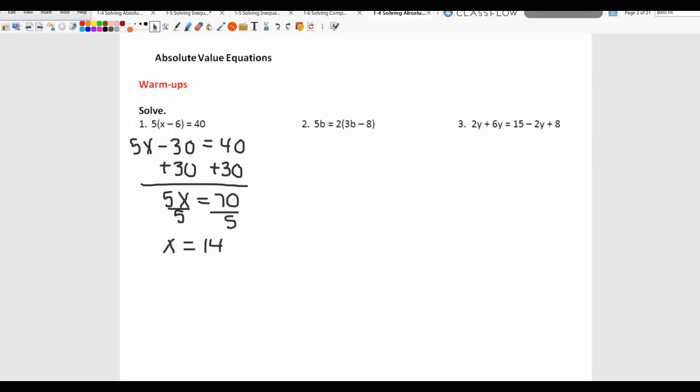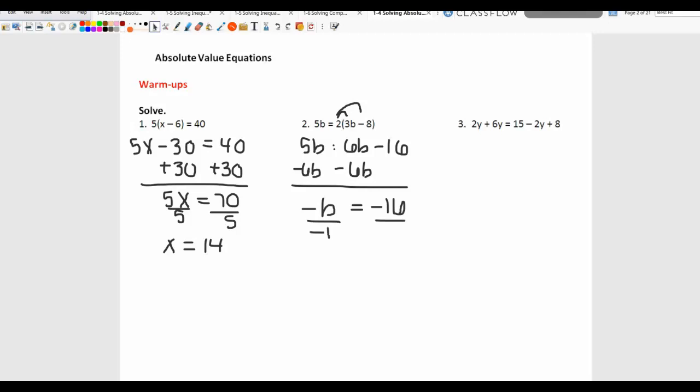In number 2, we would have 5b equals 6b minus 16 because we distributed the 2. Subtract 6b from both sides, so your b's are on the left and your numbers on the right. And you get negative b equals negative 16. My variable can't be negative, so I divide both sides by negative 1. And I get b is equal to 16.